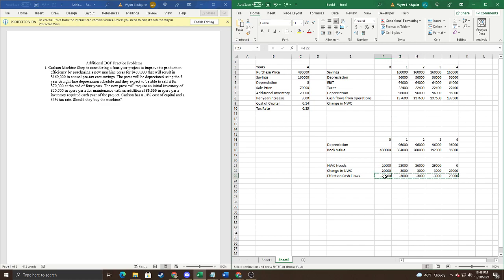And we're going to just go through all of these and hit F4, or we're going to go Control C, and we're just going to paste values only. I think there's a shortcut to do that. I just don't know it at the moment. So sorry about that. But so there's our change in net working capital.